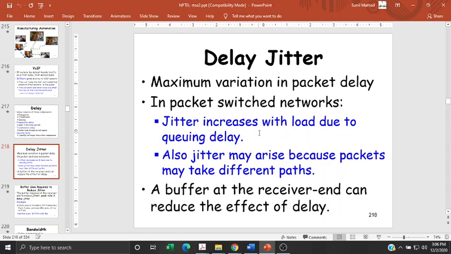Buffer at the receiver end can reduce the effect of delay. I don't really quite agree with this buffer at the receiver end. Once it reaches the other end, how it is processed has to be maintained, because it is a job of the transport layer. Maybe somebody has reached early, somebody has reached late. You have to reorganize so that the packets received make sense, and that may happen at the receiver end, and hence the buffer is required for that. I have no ambiguity with respect to that.